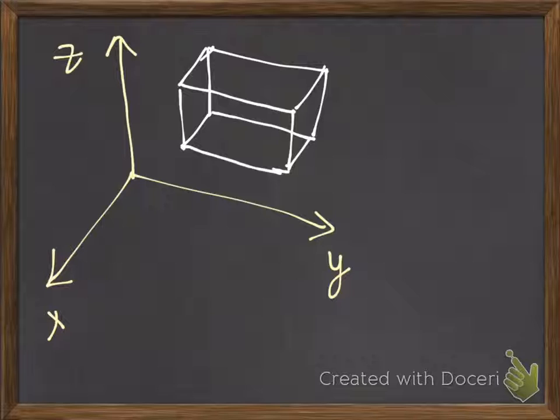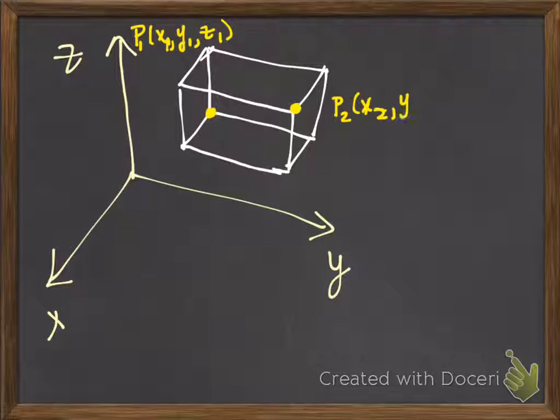Okay, so let's label 2 points here in 3 space. This one right here we'll call P1, and we will label it X1, Y1, and Z1. And we'll label this point right here P2, and that'll be X2, Y2, and Z2. Alright, and so we're going to be interested in finding the distance between those 2 points right there. So that's P2, and down there is P1.